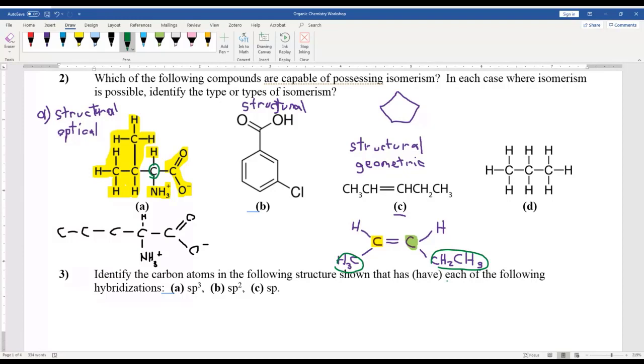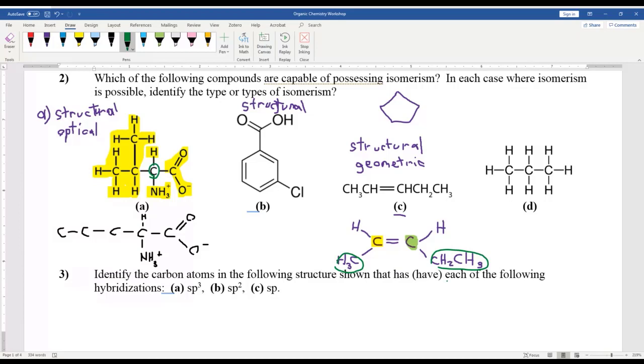So in this case, this will have 0 structural isomers. That is the only version of itself it can be. So no structural, no optical, no geometric.